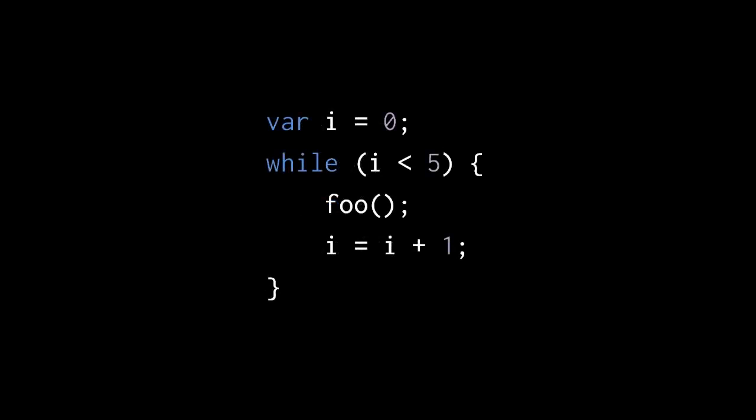For this while loop, first we declare a counter variable I with the initial value 0, then the condition tests whether I is less than 5, and then inside the loop we call the function foo, and then increment the variable I by 1. So this loop will call foo 5 times.